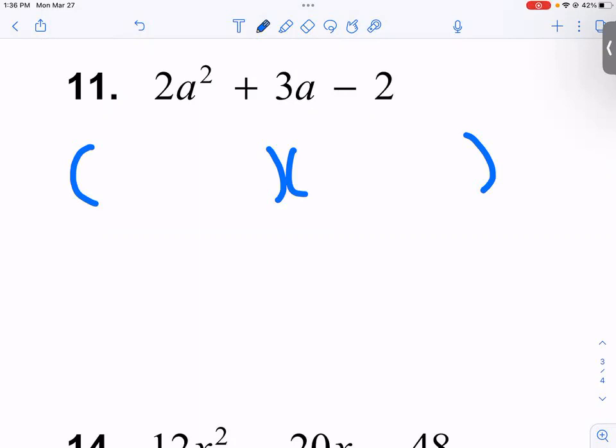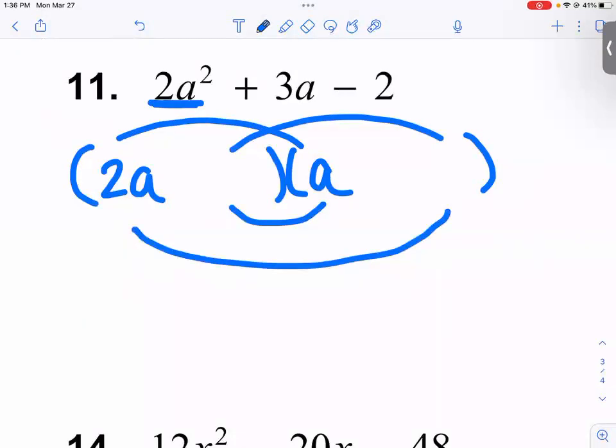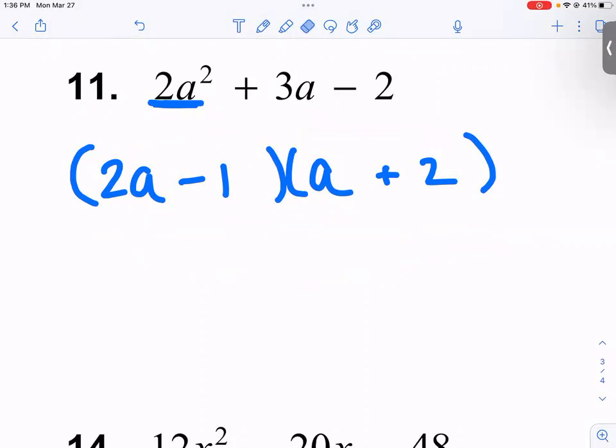Well, what's going to be our first product? This right here. So 2A and A. All right. We need our last product to be a -2. But we need O plus I to be negative or positive 3A. 1 and 2. -1 plus 2. So then we have -1A and plus 4A. Is that going to work? Yeah, it will.